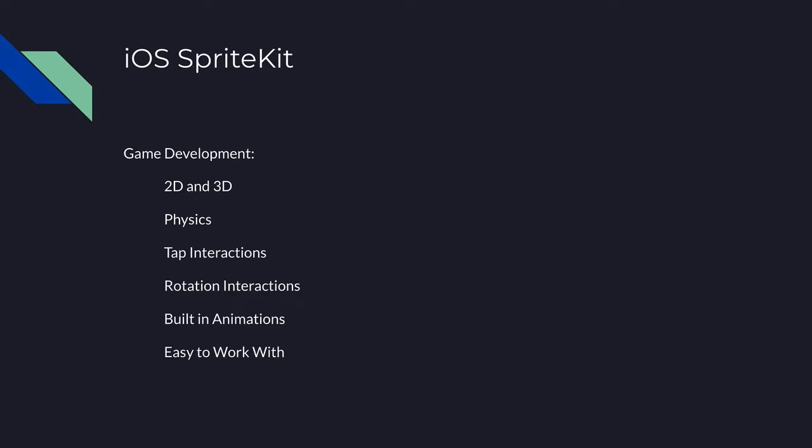Sprite Kit allows you to include physics in your game, such as having weights and including gravity and having objects clank into each other and having the physics so that they can bounce off however you design it to do. It allows for tap interactions from the user. So if they tap the screen, something will happen on the screen and so on.